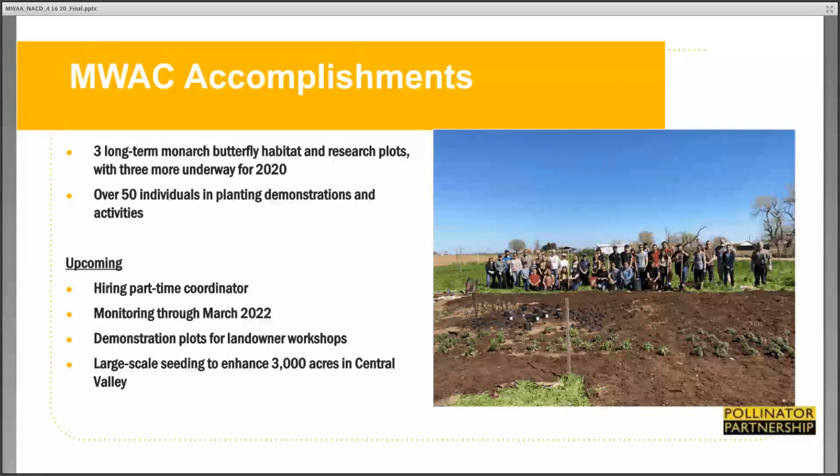And we'll also be doing large-scale seeding to enhance 3,000 acres in the Central Valley, which is a really critical geographic area for the western migration. Since it is primarily dominated by large-scale agriculture, there are few habitat and resting spots for the monarch butterfly as they're coming over to the coast.